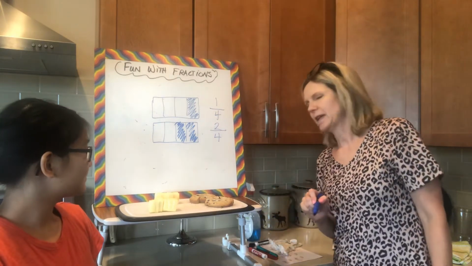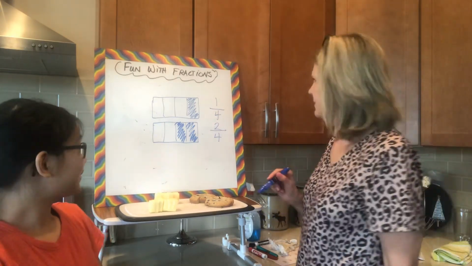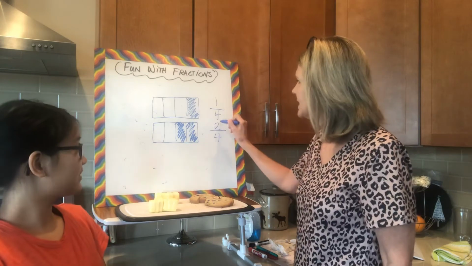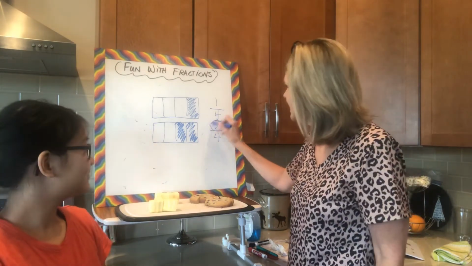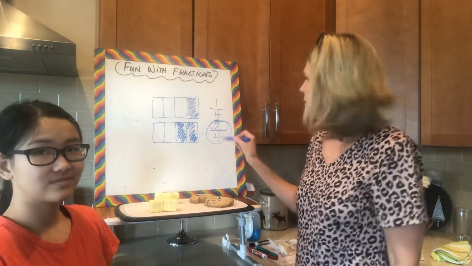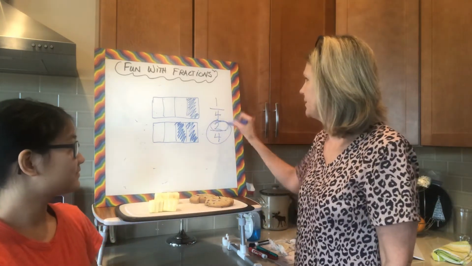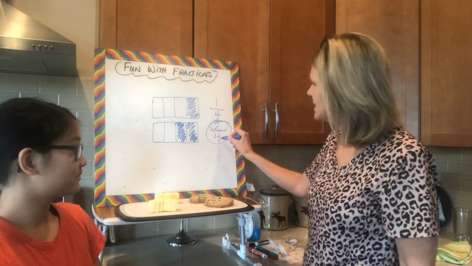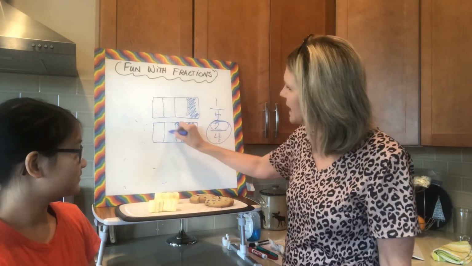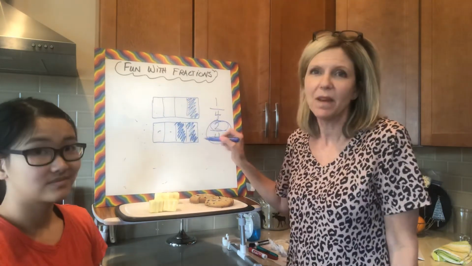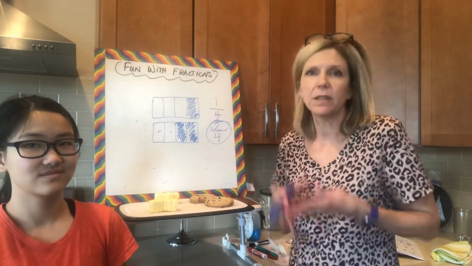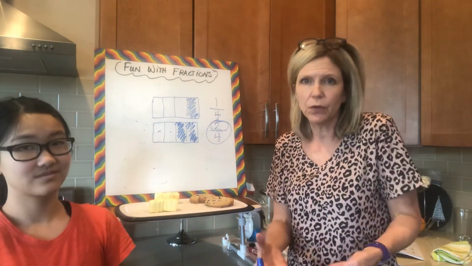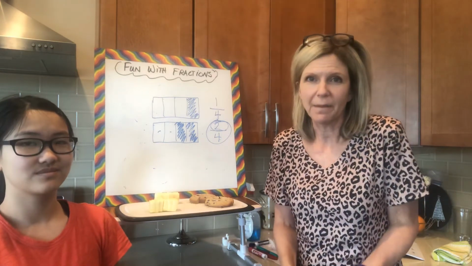Which one is bigger now? The bigger one is 2/4. Yeah, it's the bigger number. The bigger number on top is the bigger amount, but our denominators are the same. So when the denominator, the pieces that you cut, are the same, then of course the larger amount of pieces is going to be the larger amount of food or whatever it is that you're dividing.